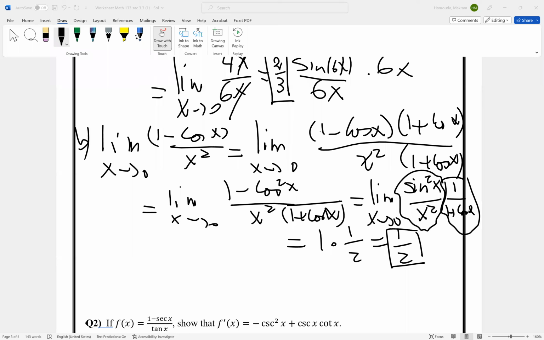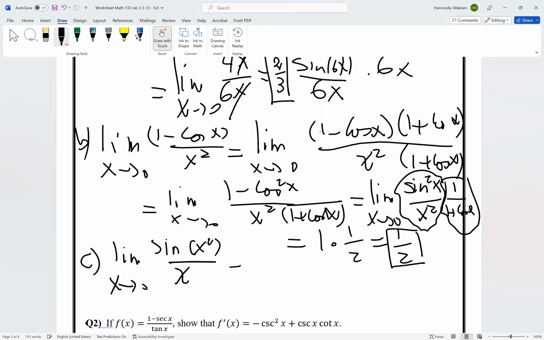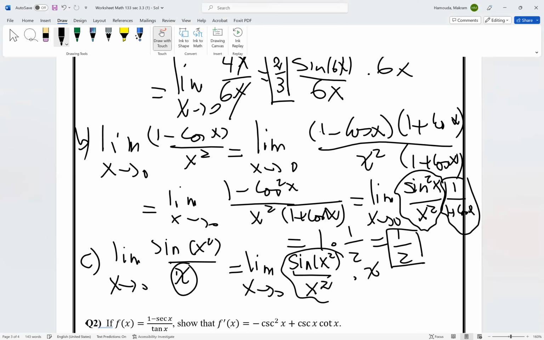So the limit of sine x squared over x when x approaches 0. It's easiest to write in the following way. The limit when x approaches 0 of sine x squared. You should have the same thing as in the sine, so you divide by x squared, and you multiply by x to get this x in the denominator. You know that this quantity is converging to 1. This is converging to 0, so the result will be 0.